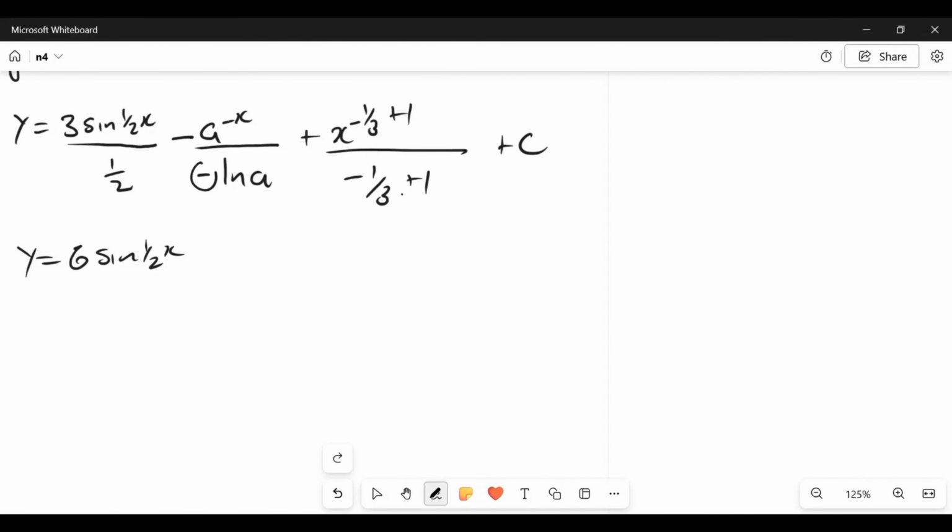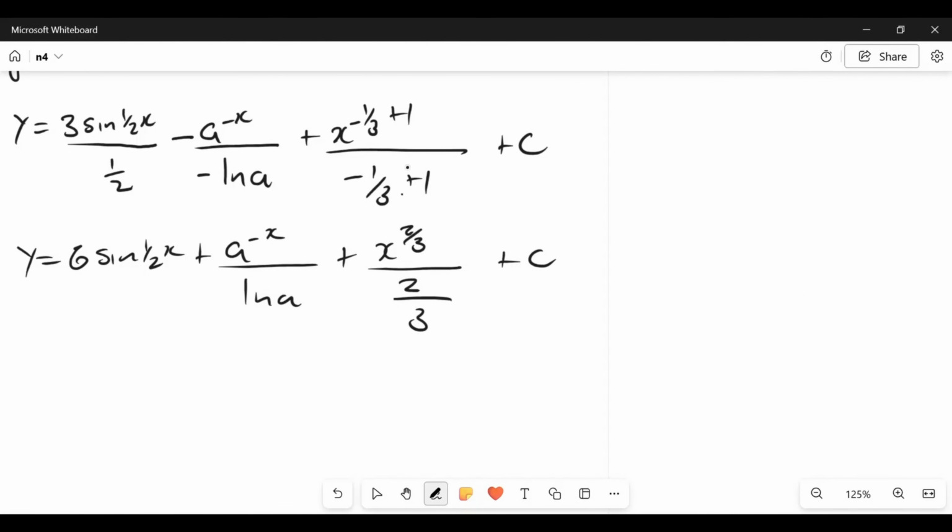And then we see we have negative and negative there on the next term. So that is going to give us positive. And then we have a to the power of negative x divided by ln a. There we go. So we can say plus, let's start with x there. We have x to the power of negative 1 over 3 plus 1. That is going to give us positive 2 over 3 as an exponent. Divide by the same 2 over 3. There we go. Plus c.